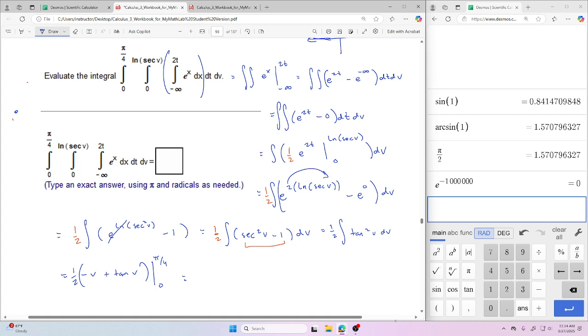Oh, because secant squared goes to a tangent and then the 1 goes to a v. You know, so they probably said this to this. Oh, clever. And I was saying, nah, man, nah, I ain't doing that. And you were right the whole time.